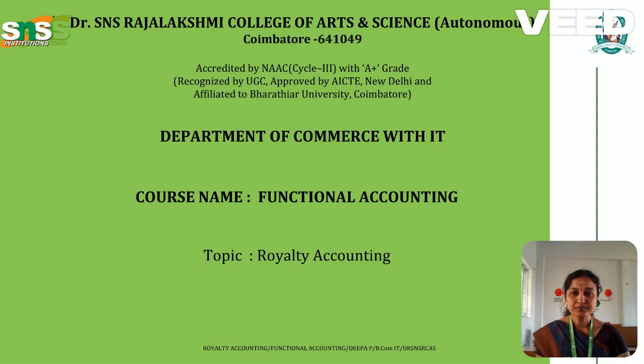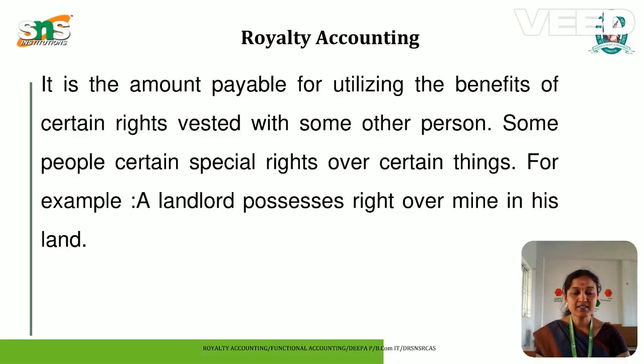Royalty is a nominal account. If the royalty arises based on the output, it is considered as a manufacturing expense, so it is transferred to trading account or manufacturing account. If the royalty arises based on the sale, it is considered as a sale expense, so it is transferred to profit and loss account.